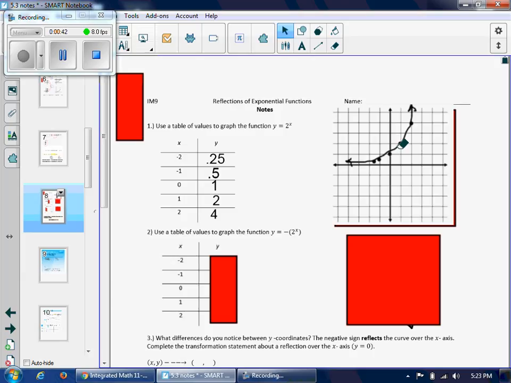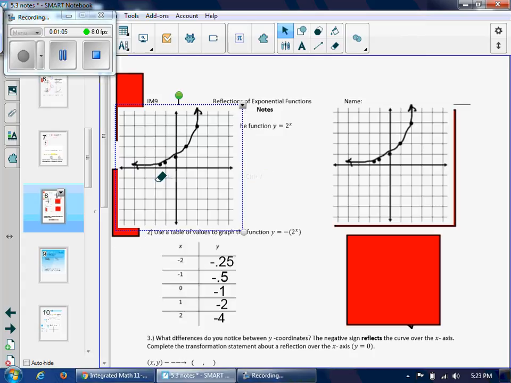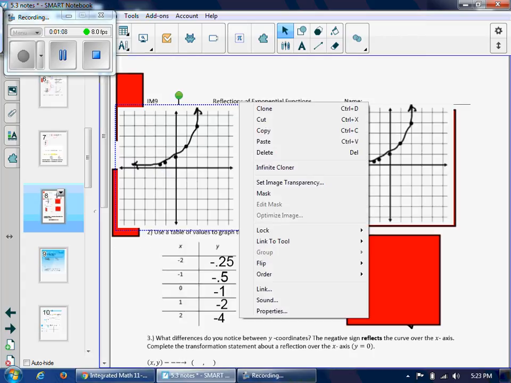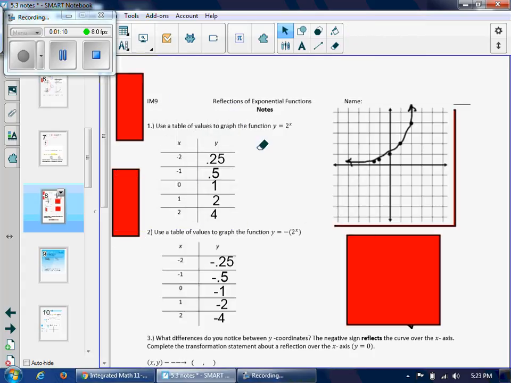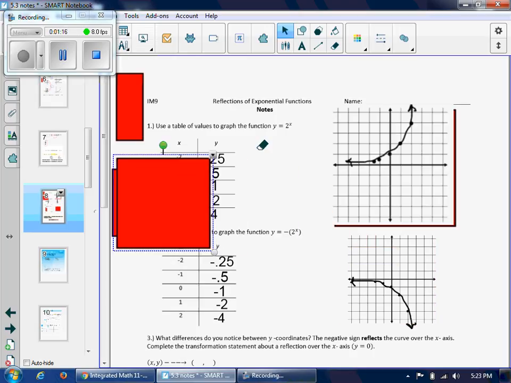Number 2, use the table of values to graph the new function. Keep in mind, the negative sign on your calculator is different than your subtraction sign. So if you're having problems graphing this, make sure that you're using a negative sign in your grapher and not a subtraction sign. Okay, the table of values that you should calculate after this exponential should be these. If you were to graph them, this is what your graph will look like.